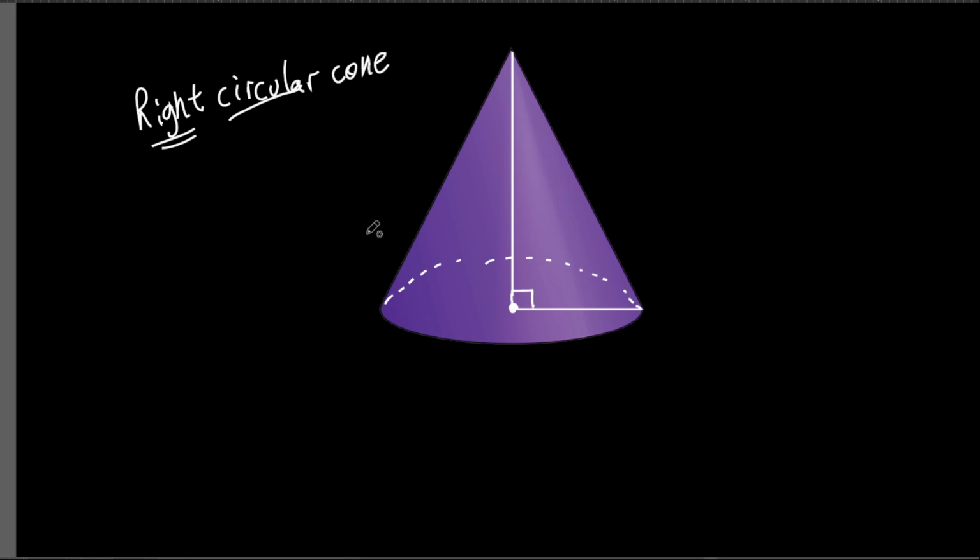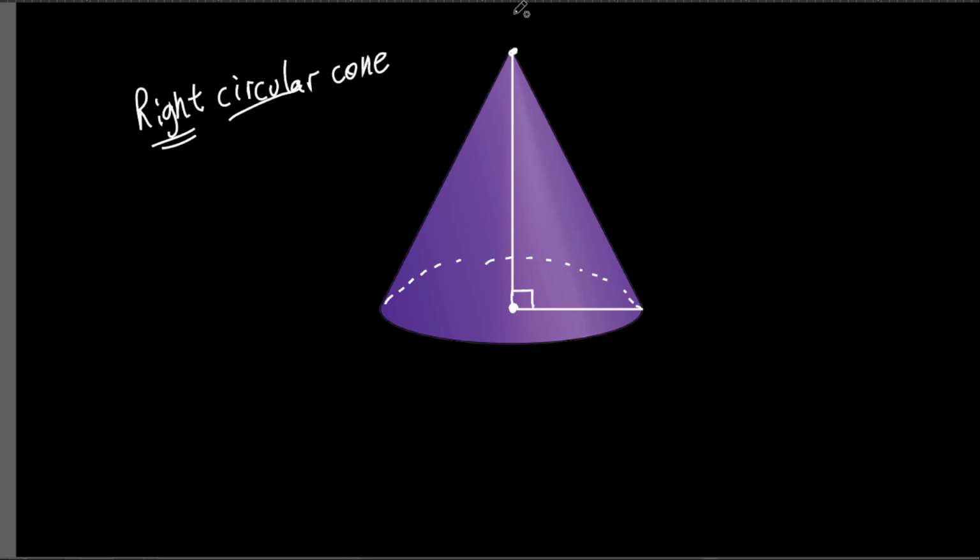So the bottom of it is a circle, so it's circular, and it's right. Now, what makes it a cone? Well, if you take that circle and you take all the points and you connect them to one point above it, that makes it a cone, all right?